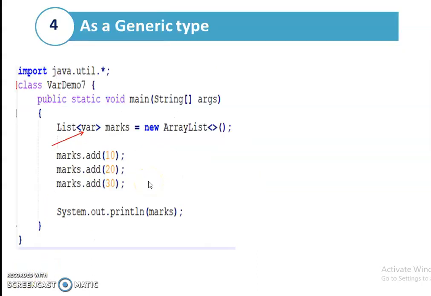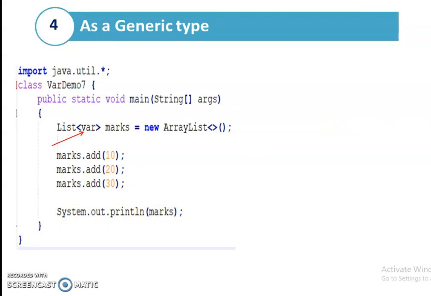Now let's see var keyword as a generic type. Here in this code we are dealing with collection. We are creating list, so we need to import java.util package. We have one class named var_demo7. We have main method. Inside this method we are creating one list named marks. So type of elements of this list is declared as var, and we are adding elements to this list using add method, and we are printing this list, right?